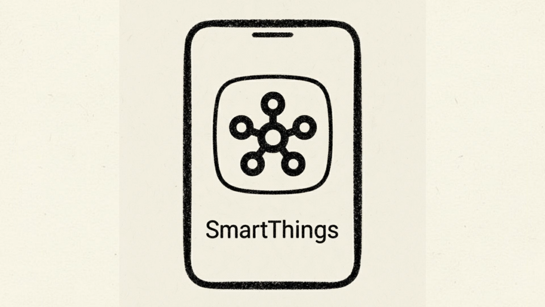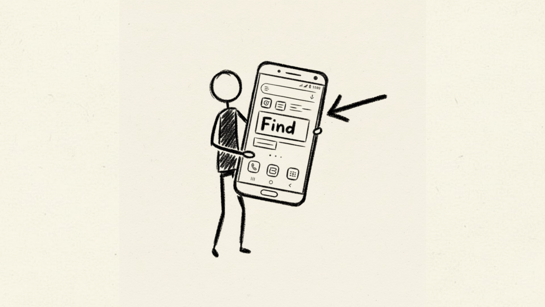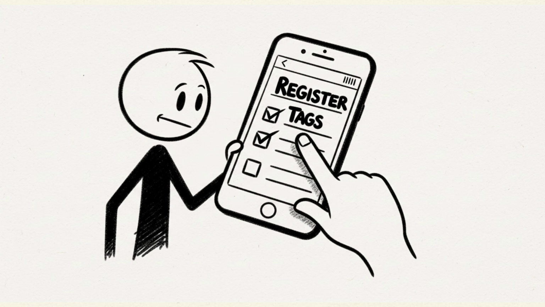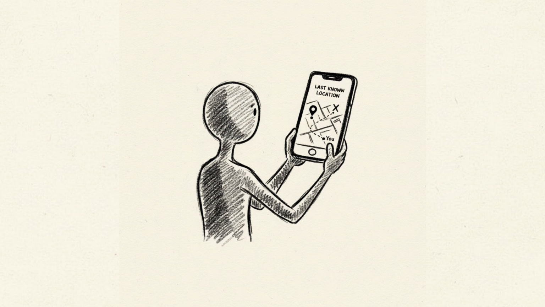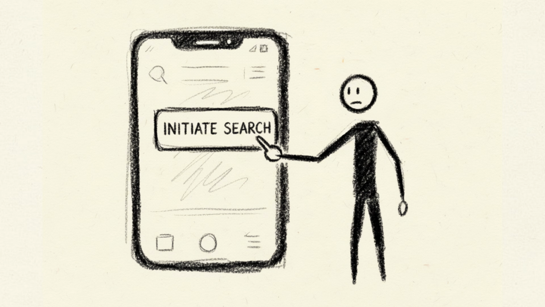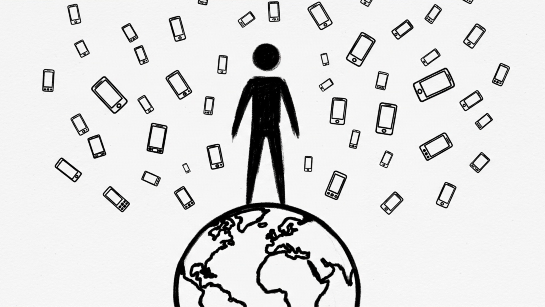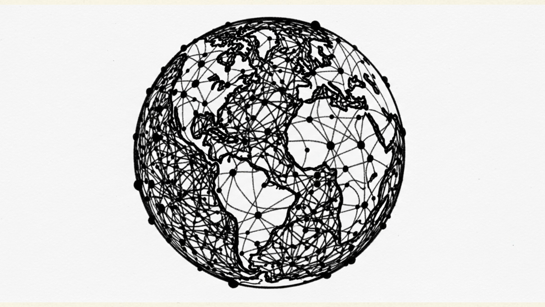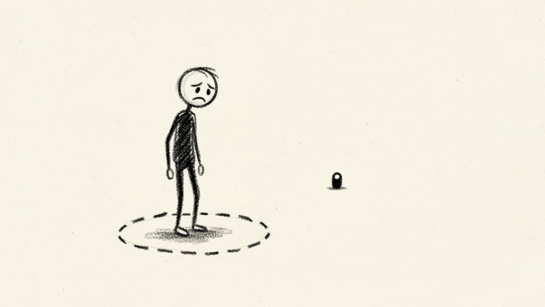Then there is the SmartThings app, installed on your Galaxy phone or tablet. This is the application you use to register your tags, monitor their last known location, and initiate the search. And the third component is millions of Samsung Galaxy devices owned by people worldwide. This vast global network is the key to finding your tag when it's out of your immediate range.